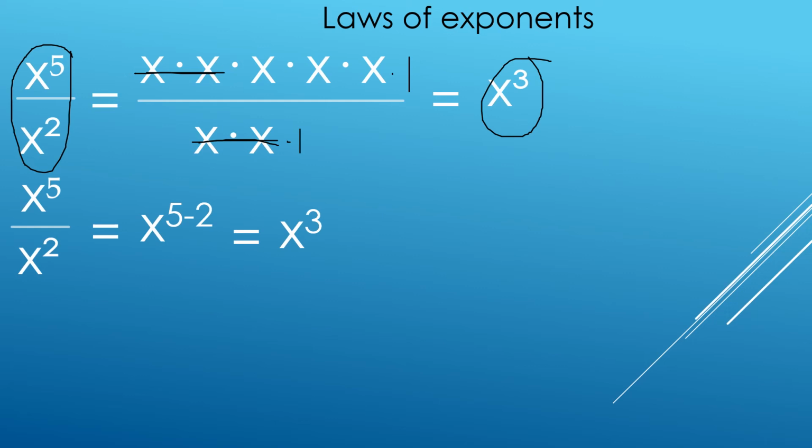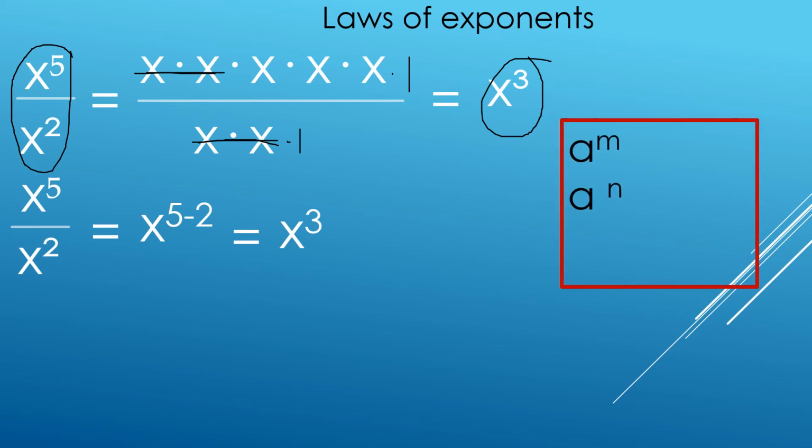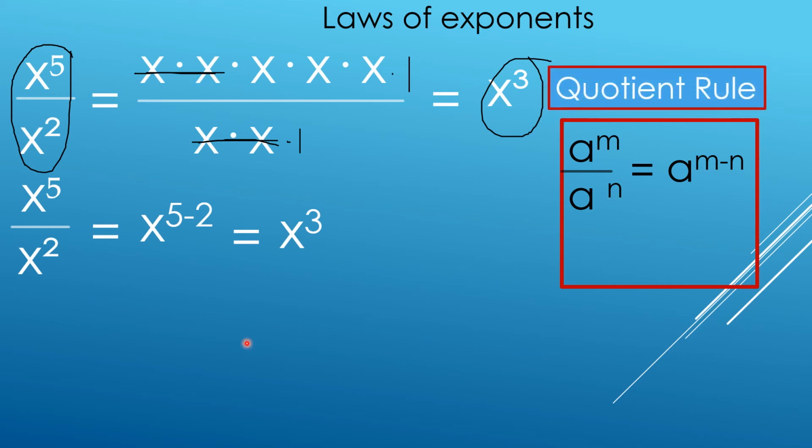So now, that's another law of exponents for quotient. It means that if we have a raised to m divided by a raised to n, they have the same base. What we're going to do is simply copy the base and subtract the exponent, that is m minus n. The exponent of the numerator minus the exponent of the denominator. That is the quotient rule for exponents.